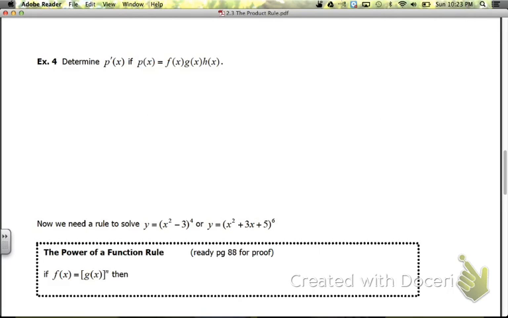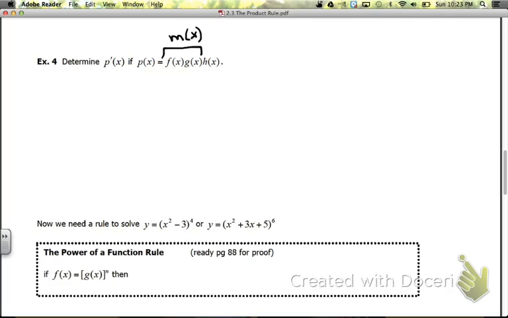So now in example 4, we want to determine p prime of x if p of x is equal to f of x times g of x times h of x. So what we're going to do is treat this f of x and g of x as m of x, because we don't know exactly how to take the derivative when 3 functions are multiplied together.